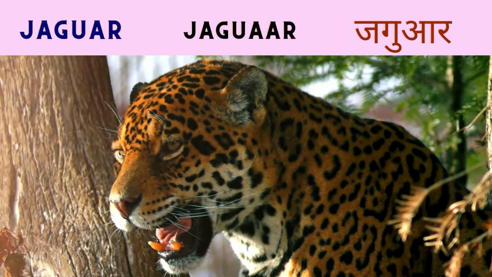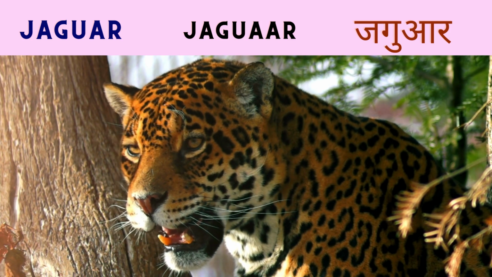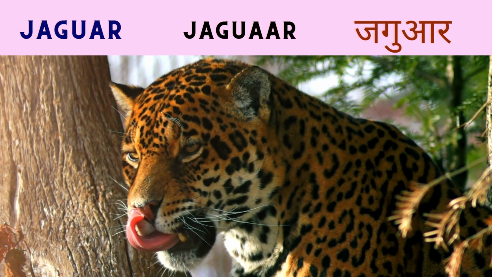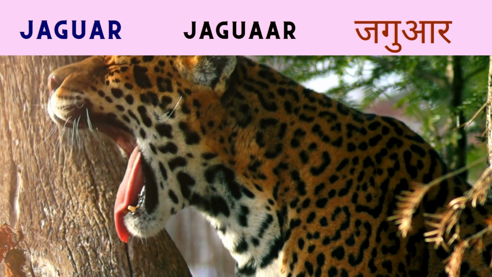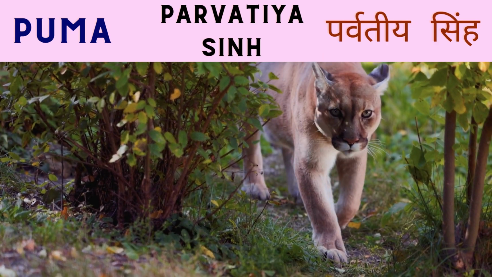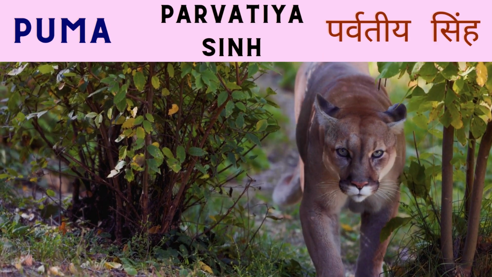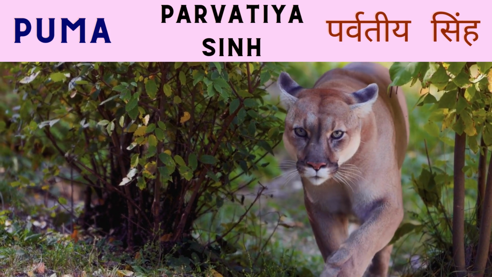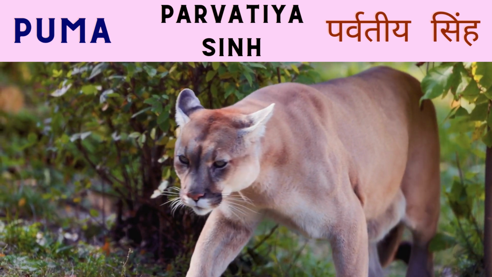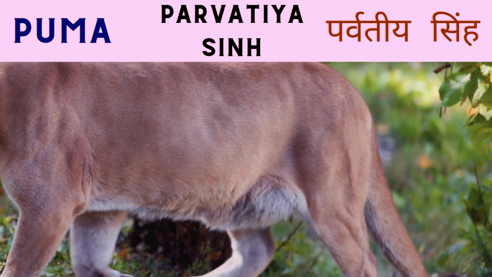Okay? Then comes jaguar. Jaguar is pronounced as jaguar in Hindi because this animal is not found in India and therefore we don't have a Hindi word to refer to it. Then comes puma. Puma is known as Parvatiya Singh. Parvatiya means mountain, Singh means lion. So the lion who lives in the mountain is known as Parvatiya Singh.